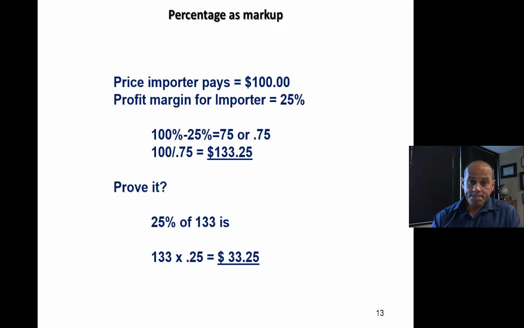133.33. Now, think about it. That 133 is about an $8 difference than if that $100 was a finished price and you were just putting a duty rate onto that. Now, how do we prove this? If you took that finished price of $133 and multiplied by 0.25, you would get the exact amount that you marked up that $100. So that's a way of checking your accuracy.